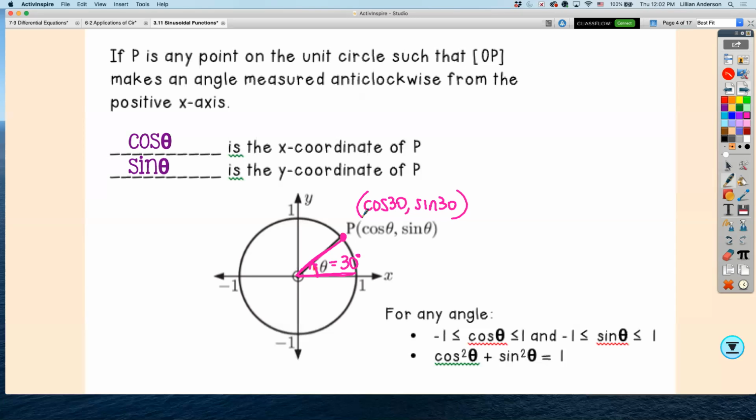For any angle, cosine theta and sine theta will be values between -1 and +1 inclusive. Any value of cosine theta or sine theta is going to be between -1 and +1. So you're not going to have any value greater than 1, like 2.58 or anything like that. They're all going to be between -1 and +1. And also, cosine squared theta plus sine squared theta is equal to 1. This applies for any angle in the unit circle.